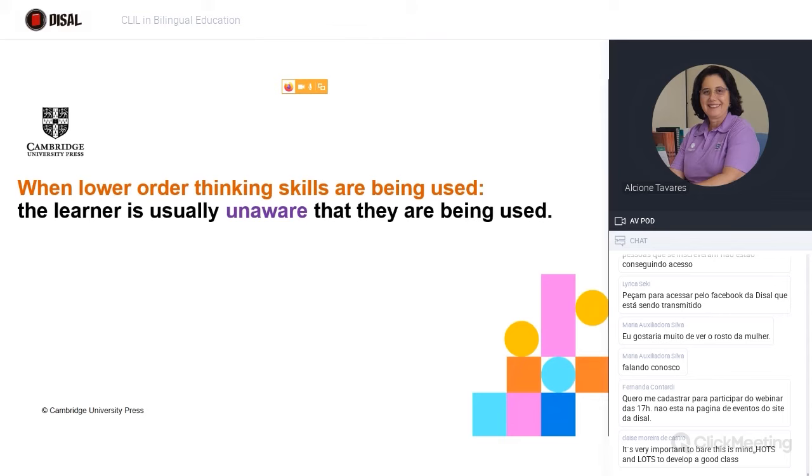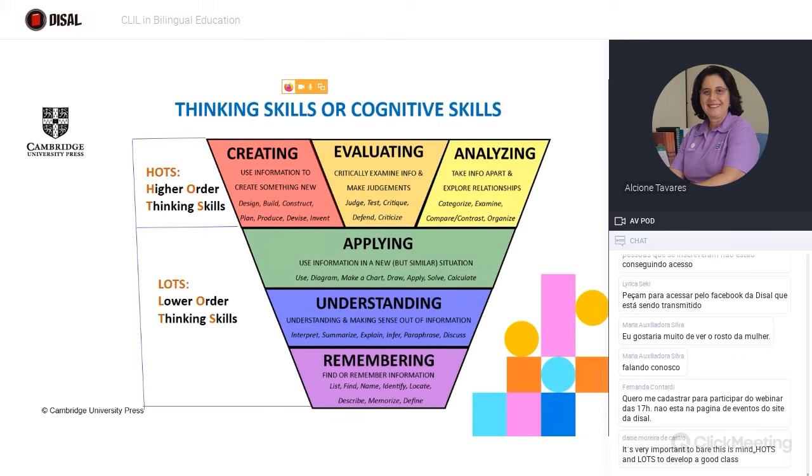We use them automatically. Let me give you an example. You're teaching primary kids parts of the body. So you want them to know how to say the word hand in English. You show them a hand and you ask them to repeat after you: hand. But they are not learning just the word hand.